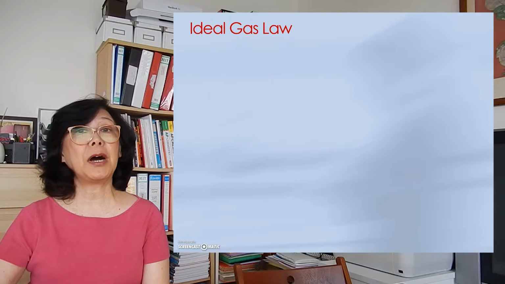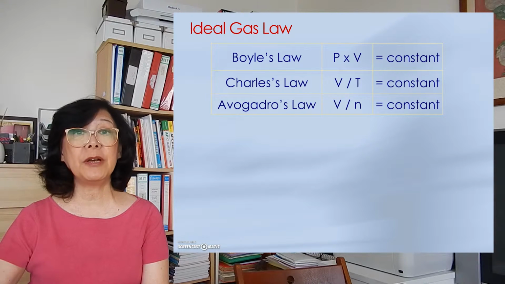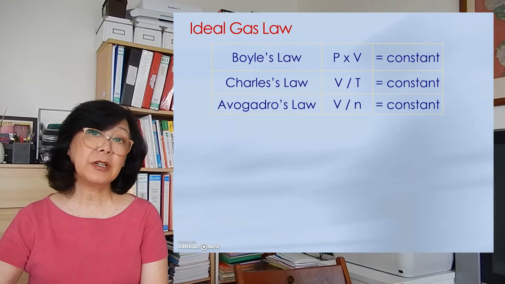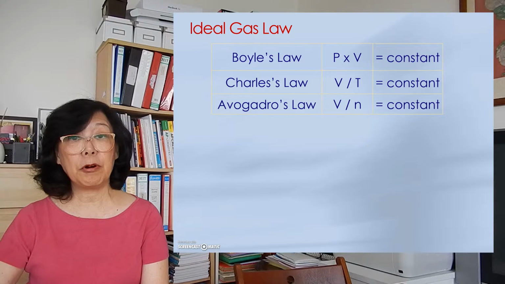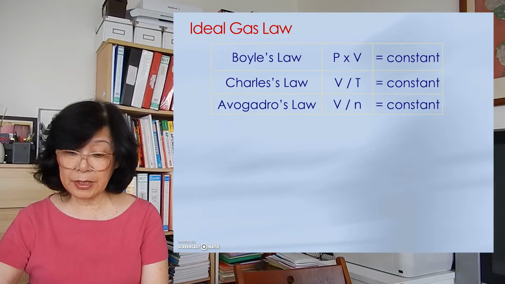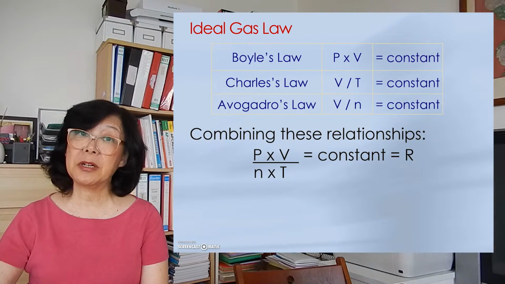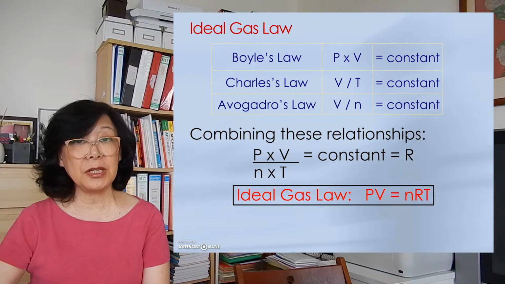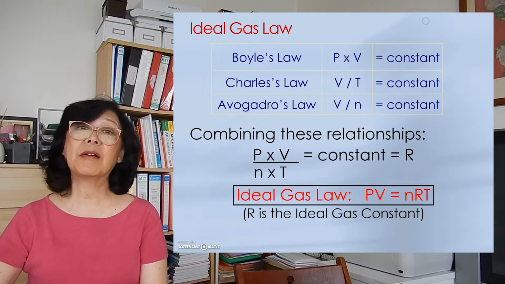Now let me show you how to derive ideal gas law. As we examine Boyle's law relationship, it says pressure and volume are inversely proportional, and in the Charles law relationship, volume and temperature are directly proportional, and Avogadro's law says that volume and moles are directly proportional. Now we can combine all these three relationships into one overall, that P times V over N times T is equal to a constant, which we call the ideal gas constant, R. Now when we cross multiply, we have PV is equal to nRT, and that's the ideal gas law, which I call, and some teachers call, Pivnert. And R is the ideal gas constant.